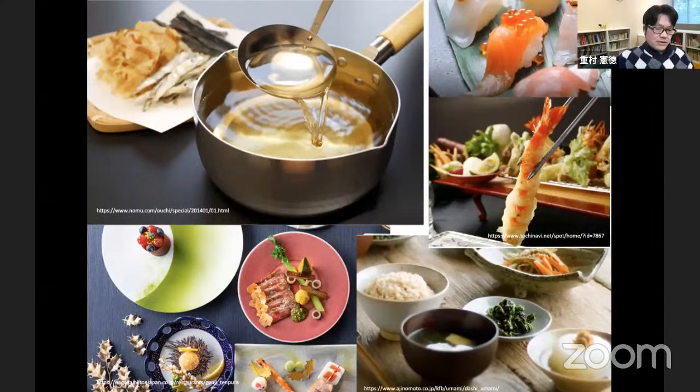Dashi is used to add umami to not only soup but also to various Japanese dishes such as tempura and simmered dishes in Japan, like this. These traditional Japanese cuisine, washoku, utilizing dashi, was recorded on the UNESCO's list of the World Intangible Cultural Heritage in 2013.